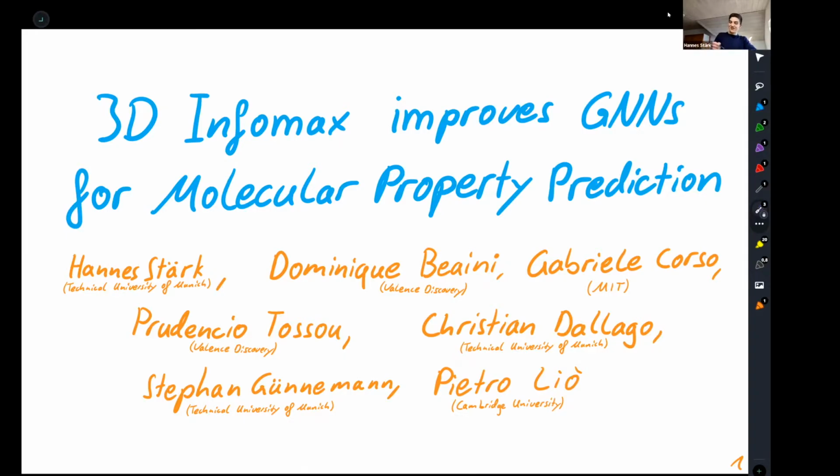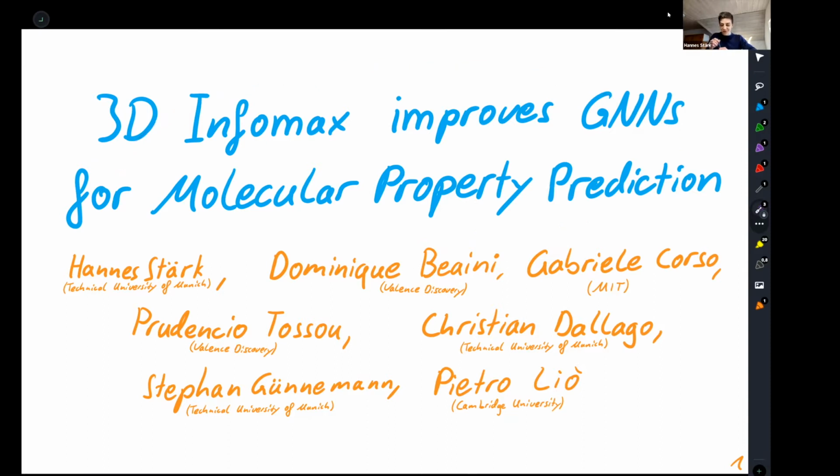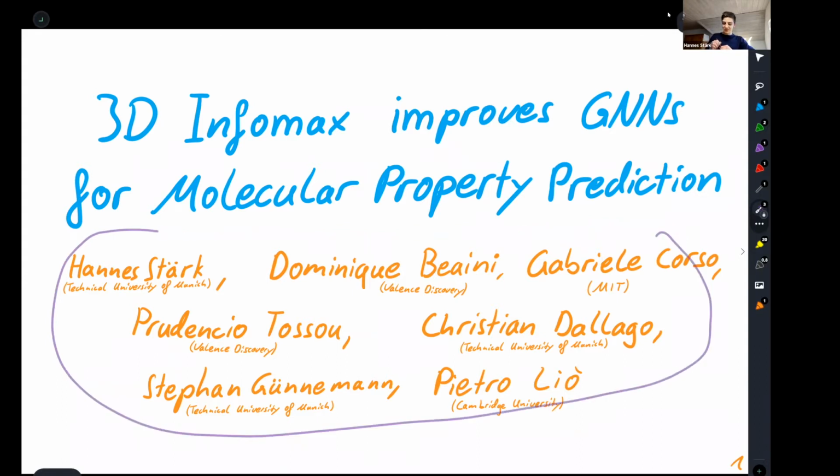I'm going to present the paper called 3D Infomax: Improved GNNs for Molecular Property Prediction, which came out of an awesome collaboration with a bunch of awesome people.